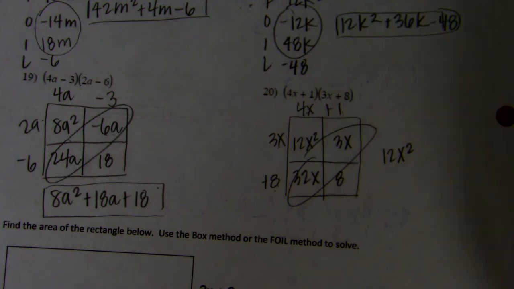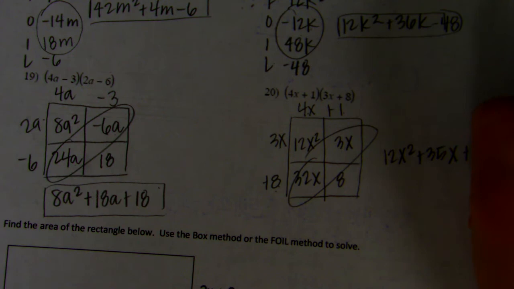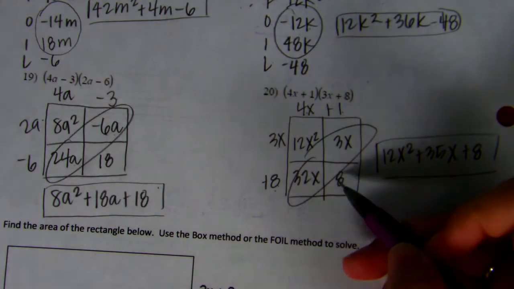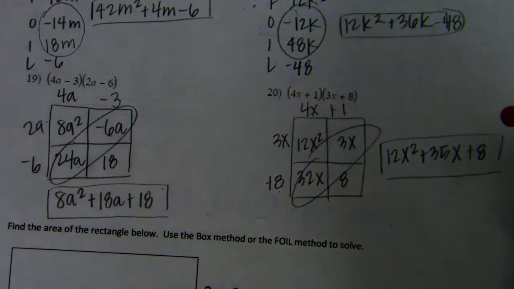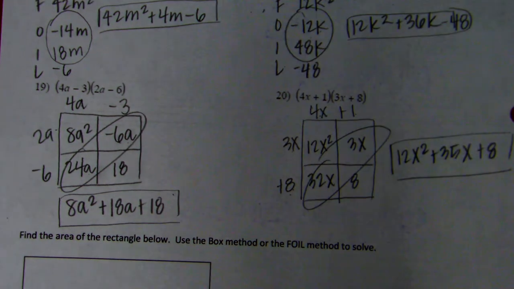12x squared plus 35x plus 8. Looking at the signs of my numbers, this is a positive 8, therefore it's adding 8 when I combine them. 32 is positive, 3 is positive, we add them together.